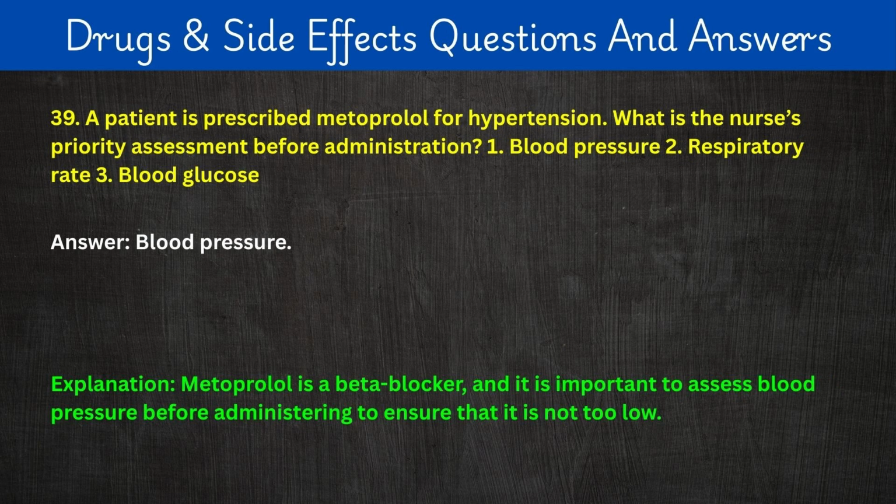39. A patient is prescribed metoprolol for hypertension. What is the nurse's priority assessment before administration? 1. Blood pressure. 2. Respiratory rate. 3. Blood glucose. Answer: blood pressure. Explanation: metoprolol is a beta blocker, and it is important to assess blood pressure before administering to ensure that it is not too low.